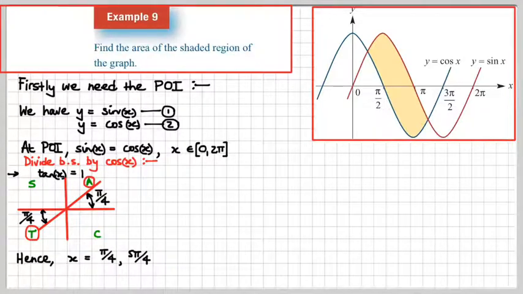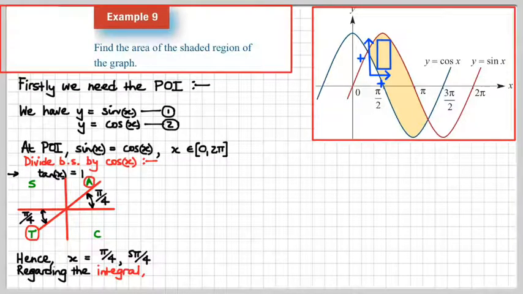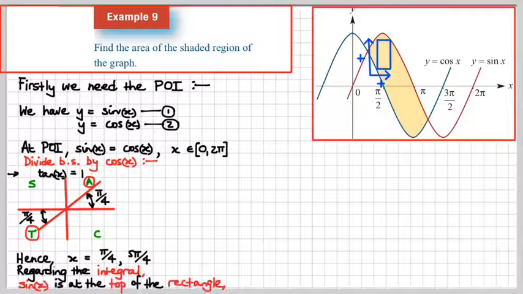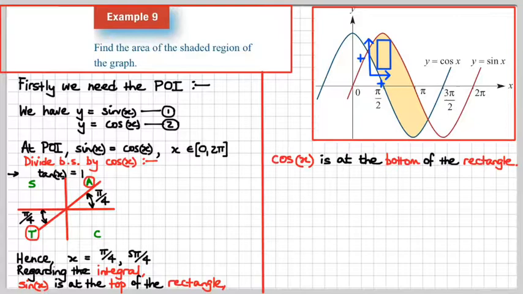Alright, so now we've got our POIs. Now we've got to integrate the thing. There's my rectangle, okay? So I'm going positive width, positive height, if I do the red minus the blue, that is, y values, and everything will be good. So, regarding the integral, what I'm saying here is sine x is at the top of the rectangle, cos x is at the bottom of the rectangle throughout my x span over which I have to integrate, so everything's alright, and everything will work out.